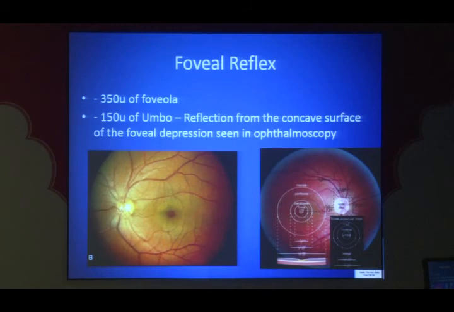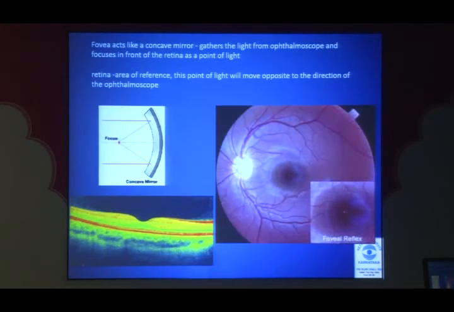Anatomically, the fovea acts like a concave mirror. The incident light from your ophthalmoscope will get focused in the front, and then when you move the ophthalmoscope, the reflex moves in the opposite direction. So I think all of us, when we started doing direct ophthalmoscopy, we were all fascinated by the foveal reflex. I am sure all of us used to look at it with a lot of curiosity, and the foveal reflex was something that fascinated all of us. It's mainly because of this anatomical fact of the concavity of the fovea that you get that foveal reflex.